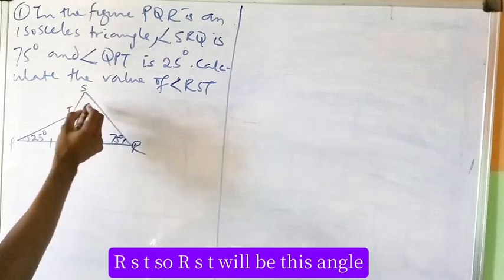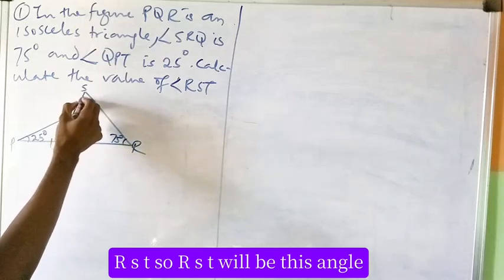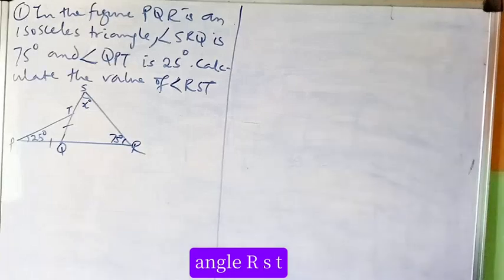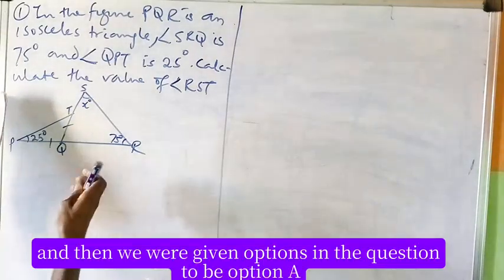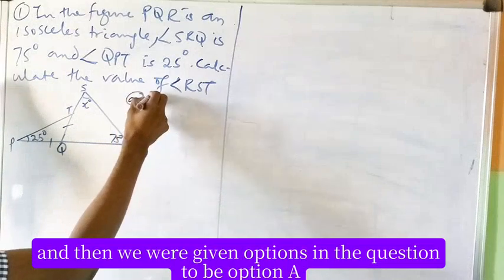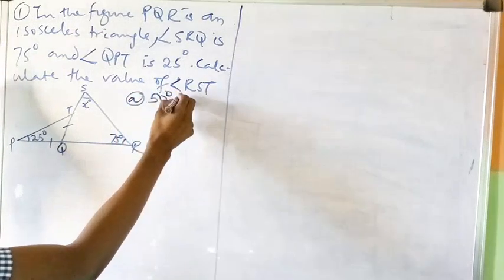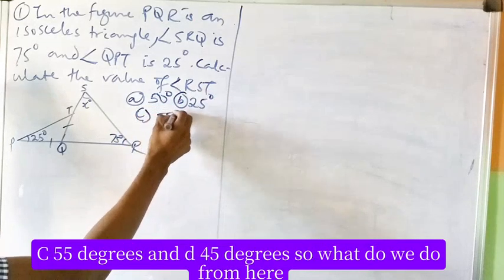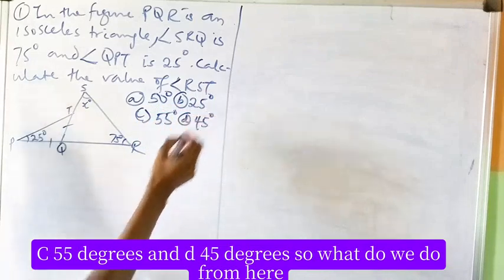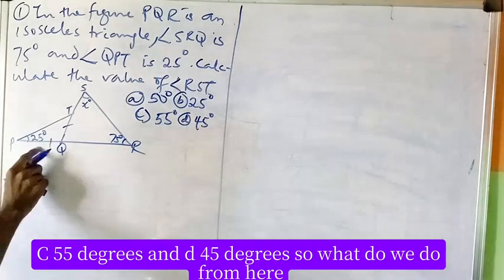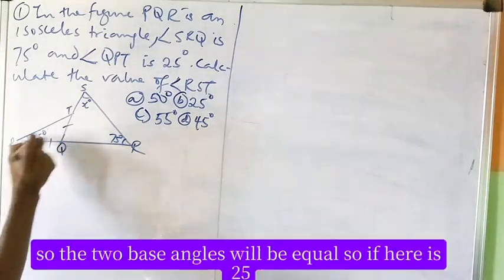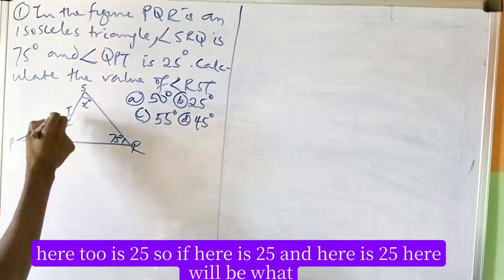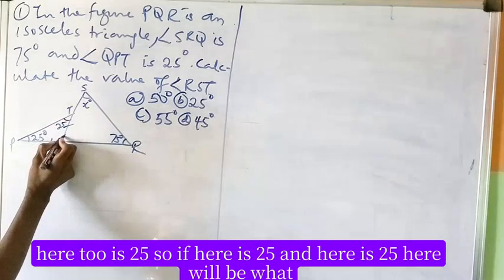So RST will be this angle. Angle RST. And then we were given options in the question: option A 50 degrees, option B 25 degrees, C 55 degrees, and D 45 degrees. So what do we do? From here, these two sides are equal, so the two base angles will be equal. So if here is 25, here too is 25.